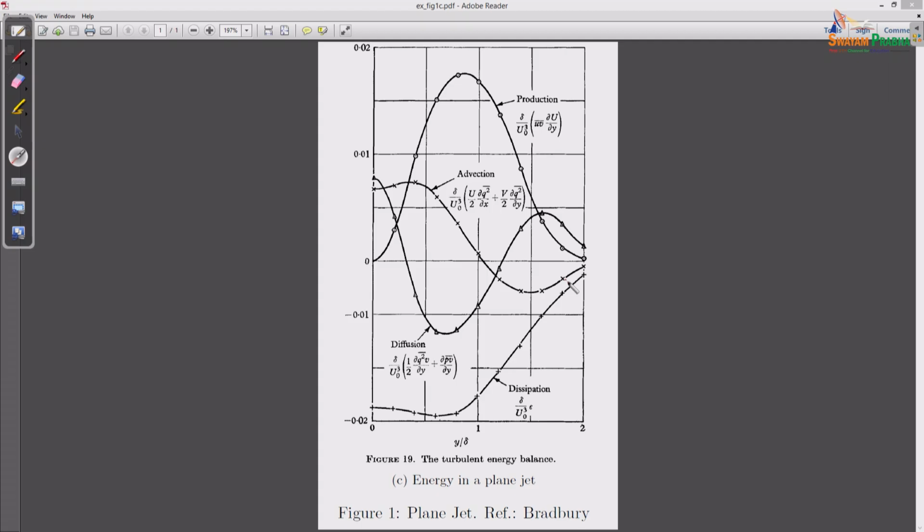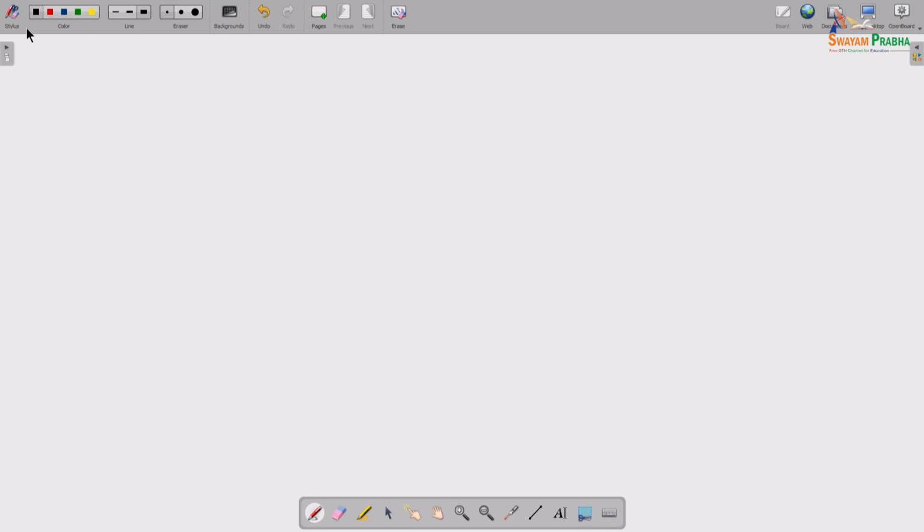Now this is a numerical result. This is not an experimental result. So now the question is, this is the example. So we're going to look at this. Okay. So our example.